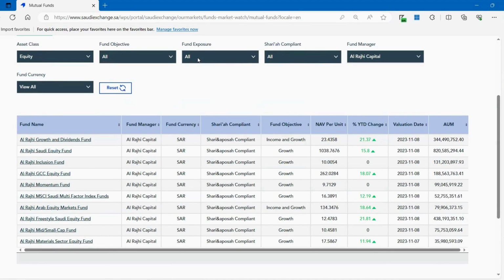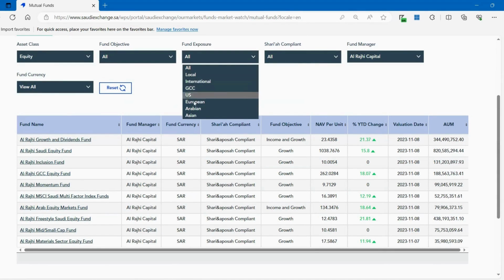Sharia compliant is fine. For fund exposure, I kept it as local and international, just to show all the different options people can invest in. It's not just Saudi Arabia. You can also invest in the Arabian or GCC markets. Then you have international ones like the US markets, the South Asian markets, and the European markets, etc. So you have those opportunities.